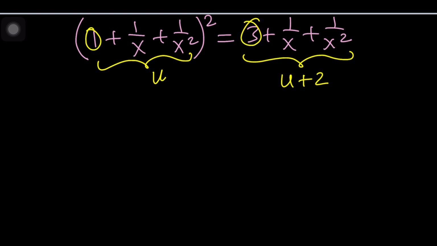If you want, you can also call 1 over x plus 1 over x squared u and go from there. No big deal, but I like to call the whole thing u so that I can get u squared from the left-hand side, which is fairly simple, right? I don't have to expand it. And this is u plus 2.